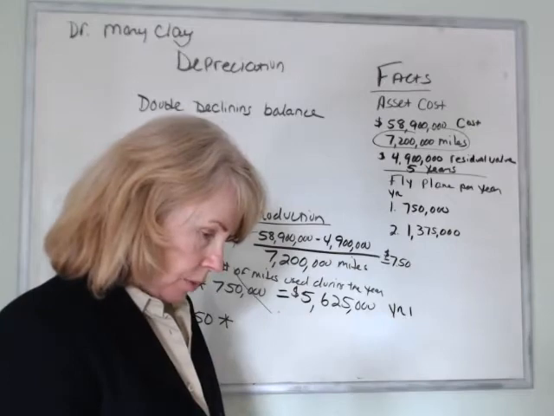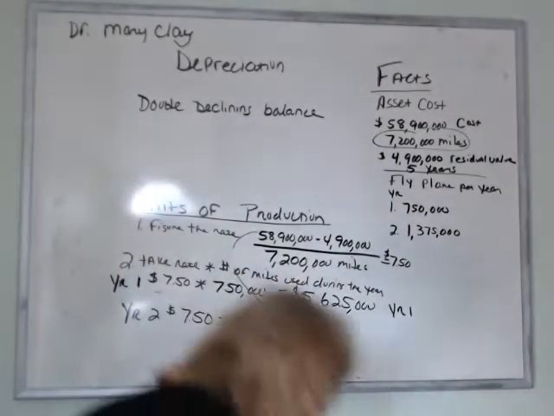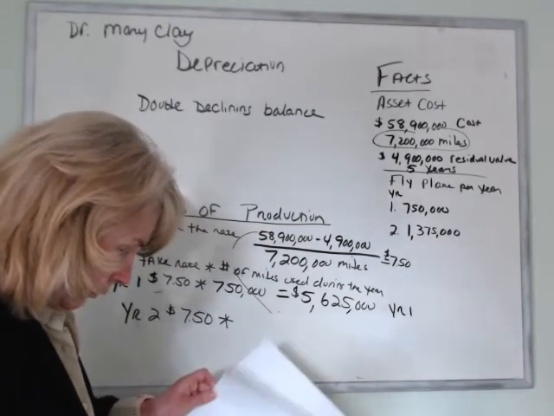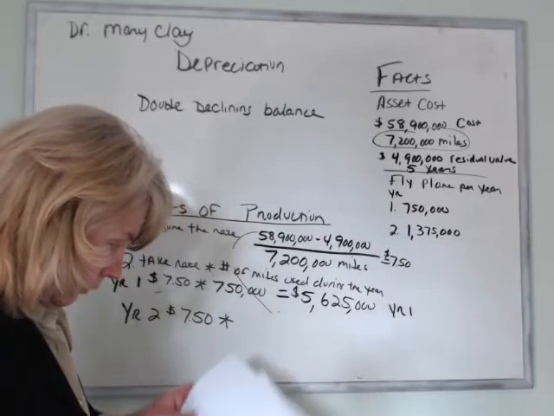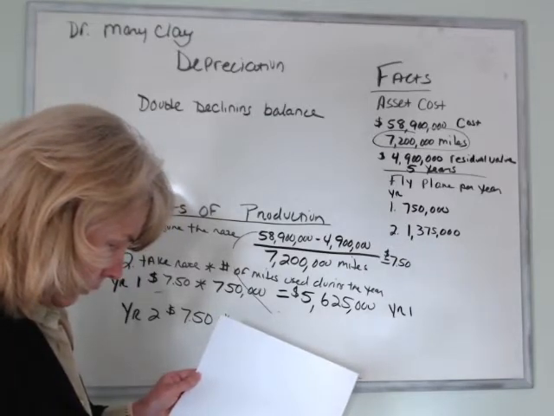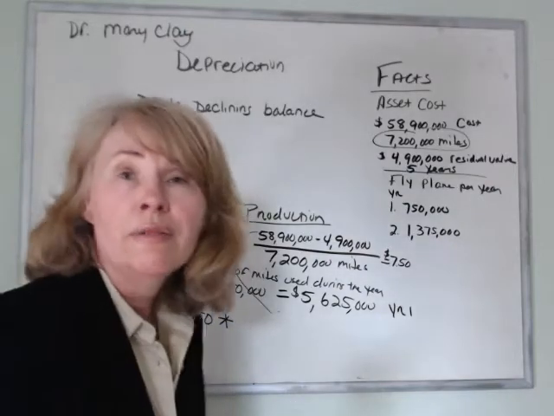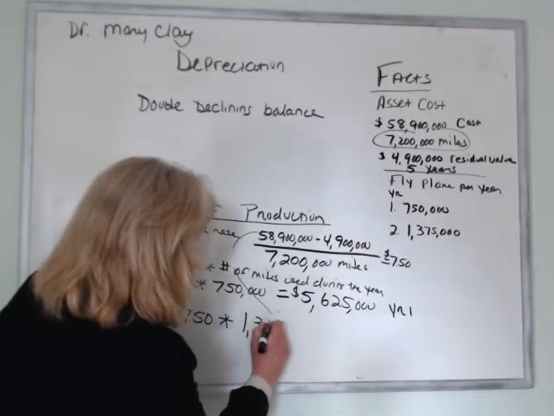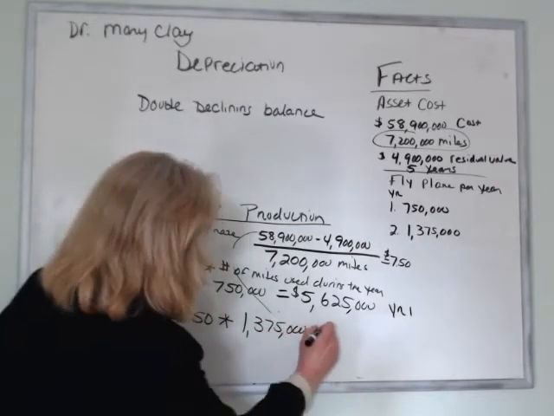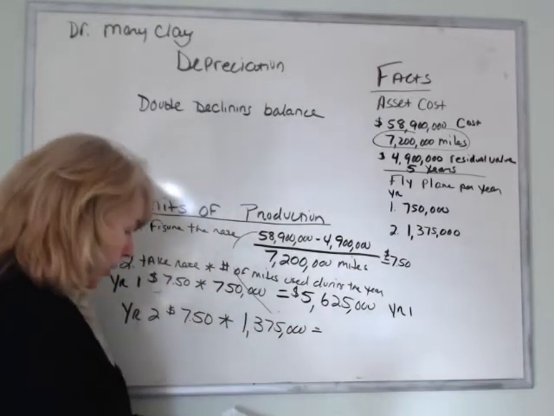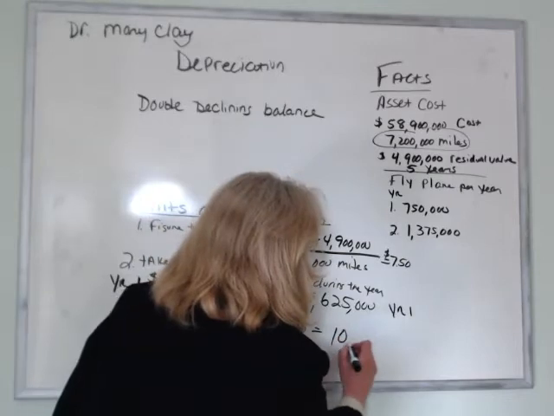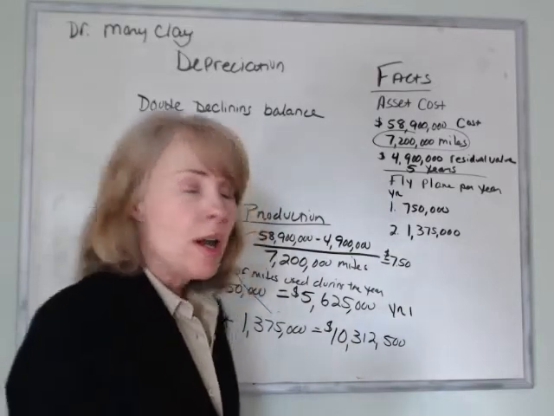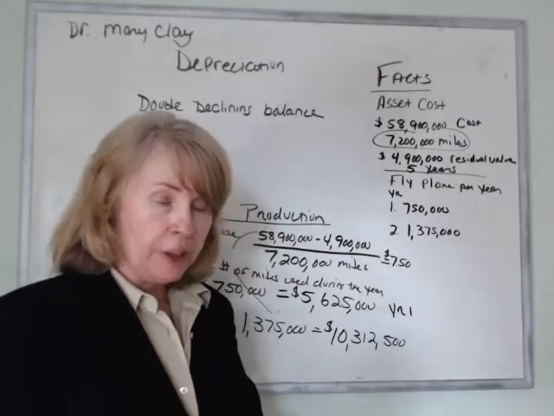Okay? All right, let me just make sure. Okay, couldn't find my notes. All right, so $7.50 times the number of miles used during the year. $7.50 times 1,375,000 equals 10,312,500. Okay? All right, what is that number? That is your depreciation expense for year two.